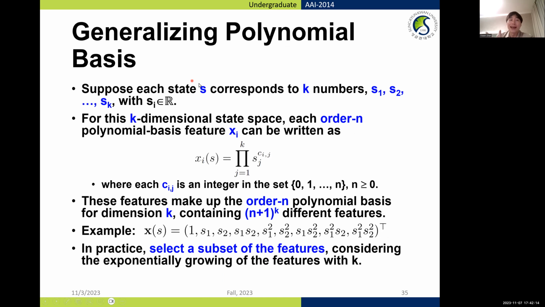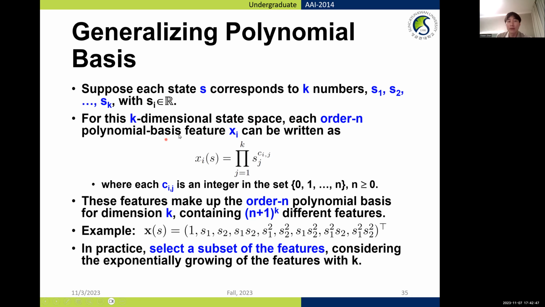Now we can generalize the polynomial basis. Suppose that each state s corresponds to k numbers, so we are using k features to represent one state, s1 to sk. Each feature is a real number. For this k-dimensional state space, we are extending the original state to a k-dimensional state space, right?